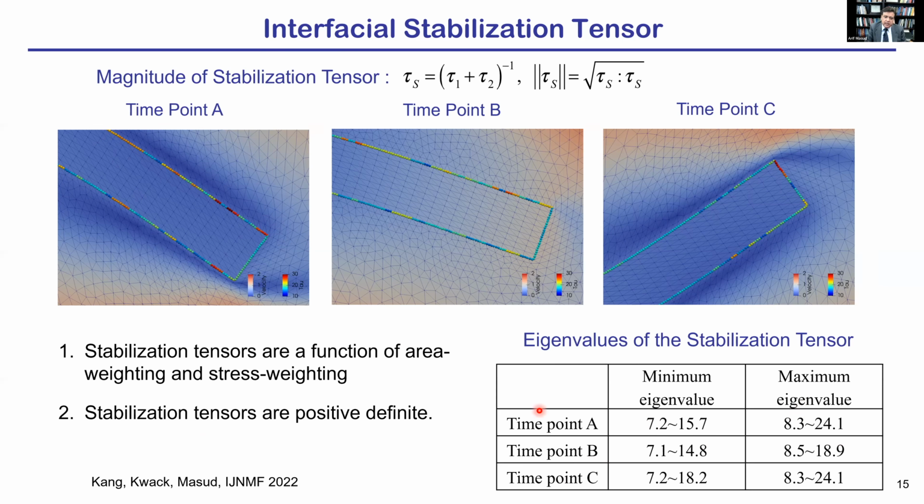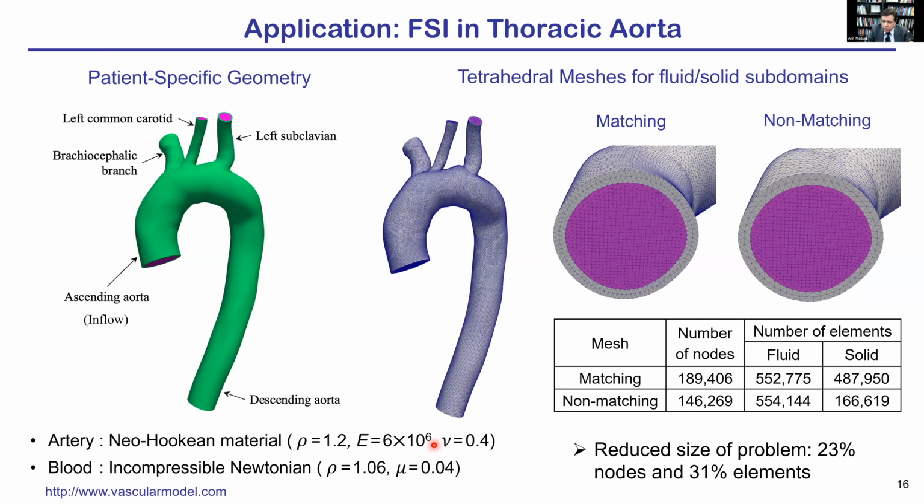Now let's look at some interesting applications for large deformations. This is a thoracic aorta, this is the geometry, the material is Neo-Hookean, and blood is incompressible Newtonian, with matching and non-matching meshes. An important thing I want to show here is that invariably for fluid mechanics, we have high resolution close to the boundary because we want to capture the boundary layer region. But if we are restricted to matching meshes, we are overly restricting the solid mechanics problem. If we have a non-matching mesh, we can considerably reduce the number of unknowns.